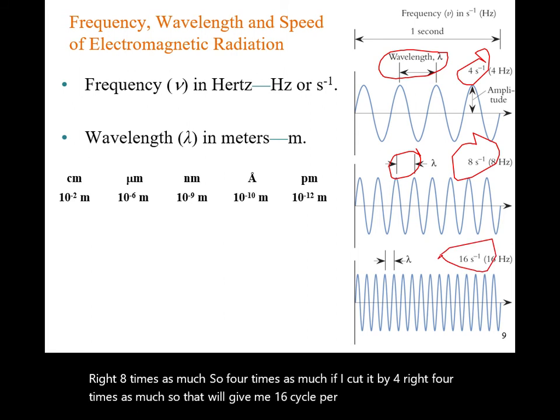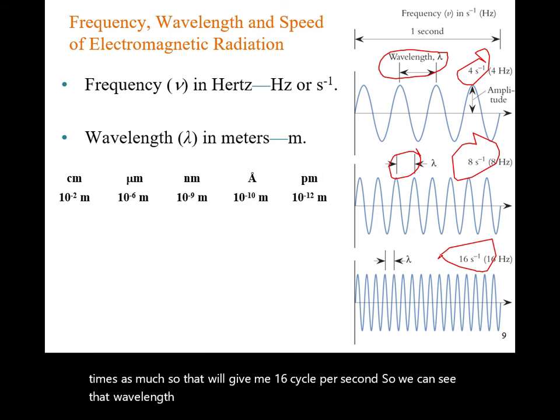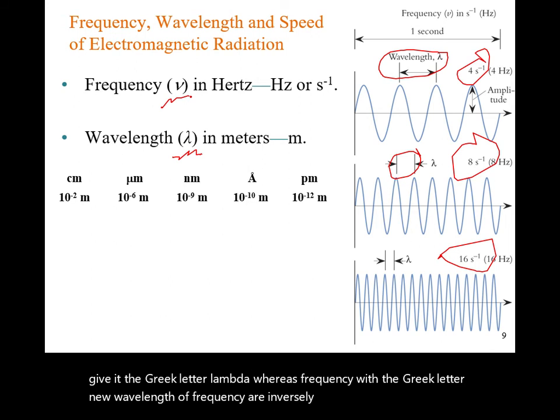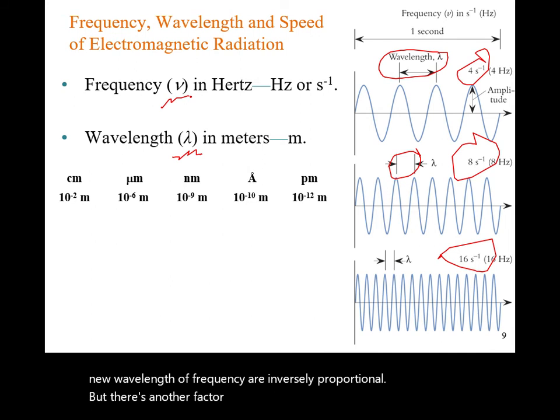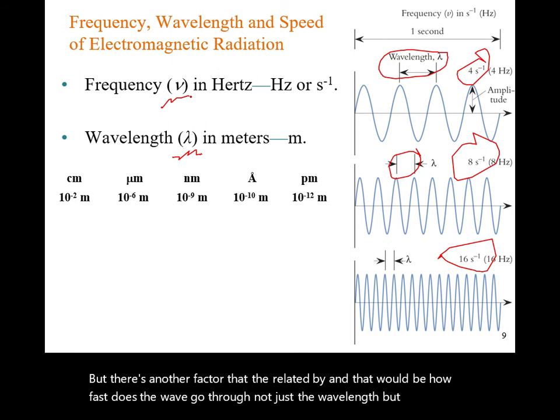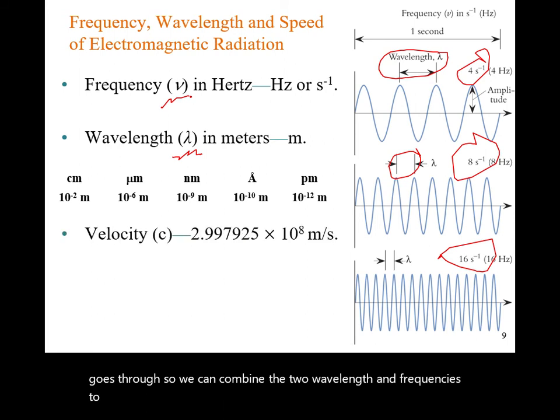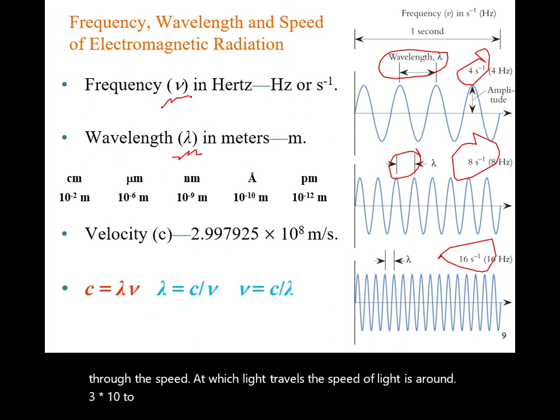So again, let me repeat this: wavelength we give the Greek letter lambda, whereas frequency we give the Greek letter nu. Wavelength and frequency are inversely proportional. But there's another factor that they're related by, and that would be how fast the wave goes through, not just the wavelength, but how fast it goes through. So we can combine the two, wavelength and frequency, with the speed at which light travels. The speed of light is around 3 times 10 to the 8 meters per second. And we can relate the two. The speed of light equals frequency times the wavelength.